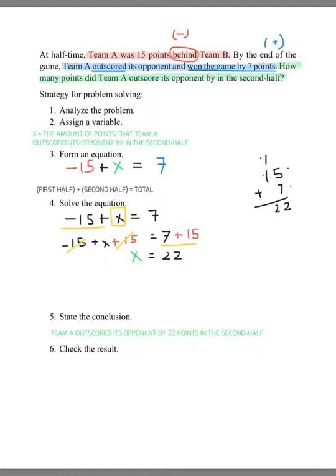And one of the things that I want to mention is that when you outscore your opponent by 22 points, that doesn't necessarily mean that they made 22 points in the second half. So here's an example. So suppose, for example, we'll have a column, Team A and Team B. And this is all about the second half.